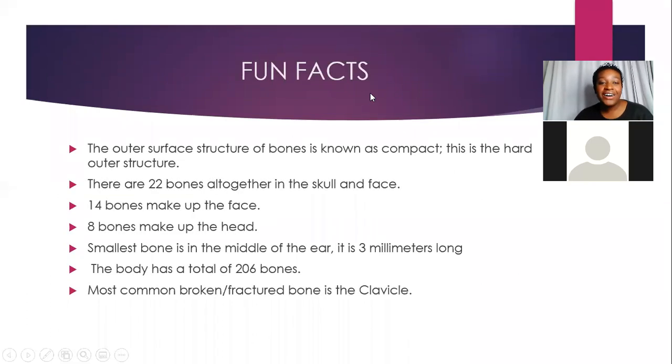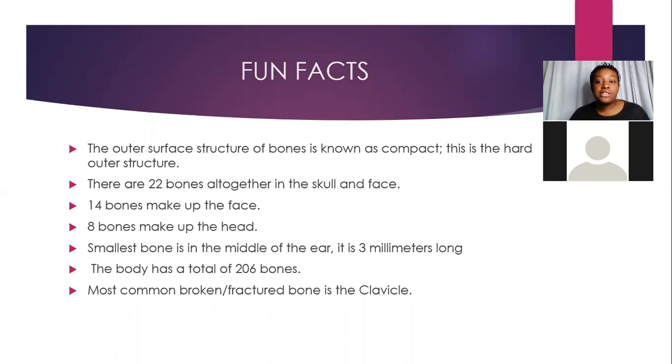So let's start with the skeletal system. So a little bit of just fun little facts for you, just to give this a nice little light-hearted start. The outer surface structure of our bones are known as compact. So this is the hard outer shell that you see on all skeleton pictures. We've got 22 bones altogether in the face. We're not going to be going through all 22 bones. We're going to be going through the majority of them. So about 15, 16 bones.